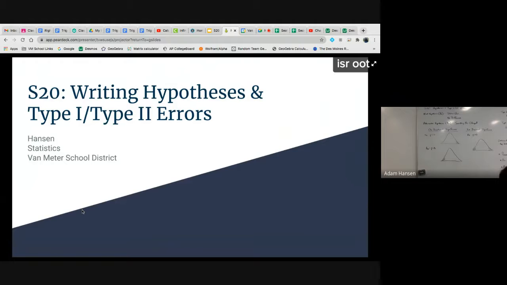So this standard focuses on writing the null and alternative hypotheses, and then describing how hypothesis testing might go wrong. Those errors in hypothesis testing have specific names. They are called type 1 and type 2 errors.